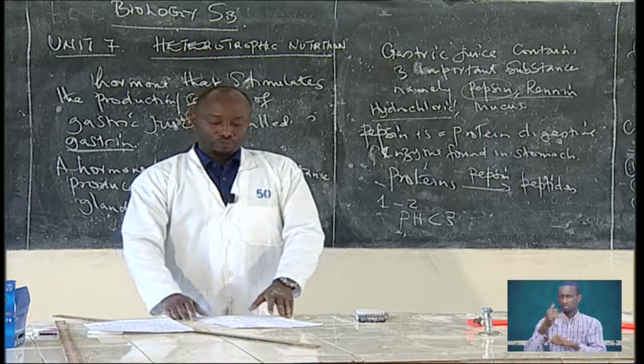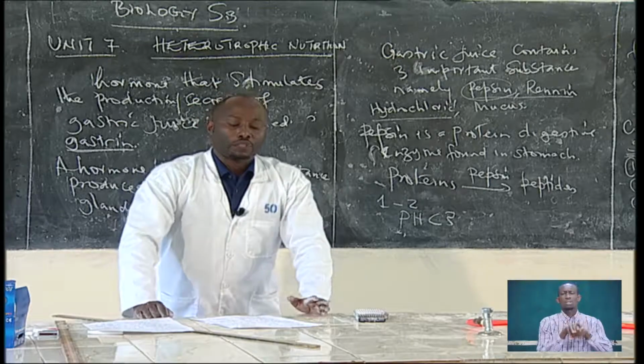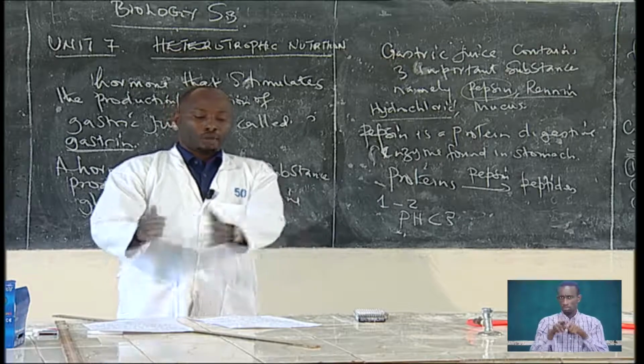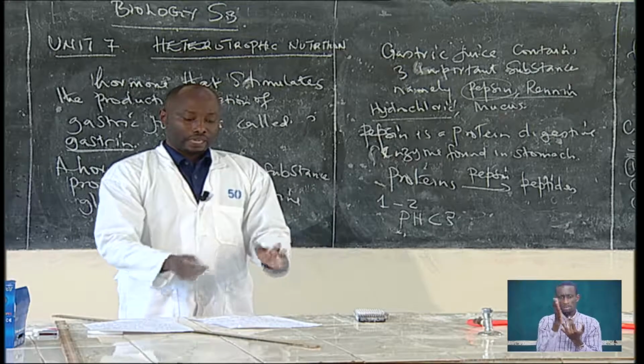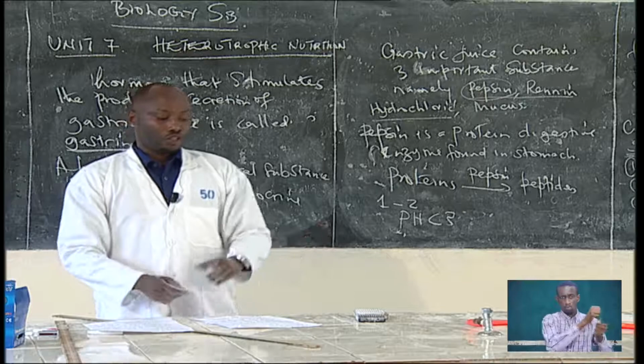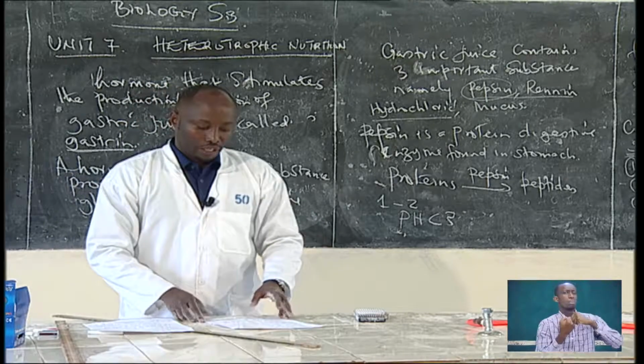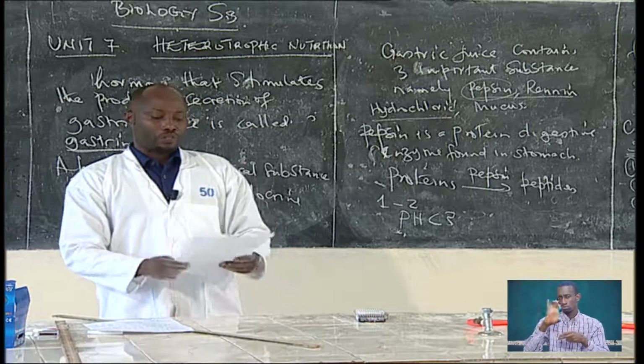As I mentioned, epithelial cells release mucus that forms a shield between the stomach wall and the gastric juice. It prevents the digestion of the stomach lining by the enzymes, including hydrochloric acid. Let's talk about the function of the components of the gastric juice.